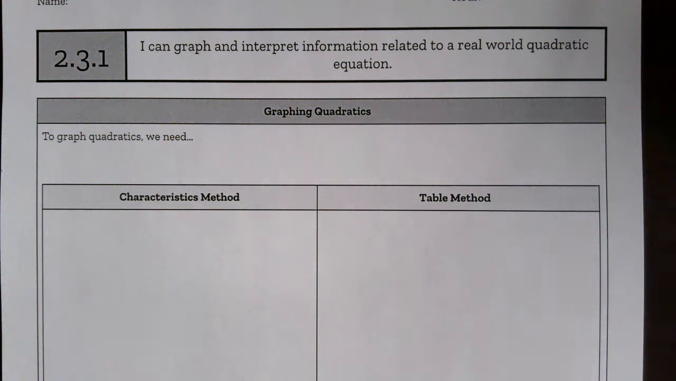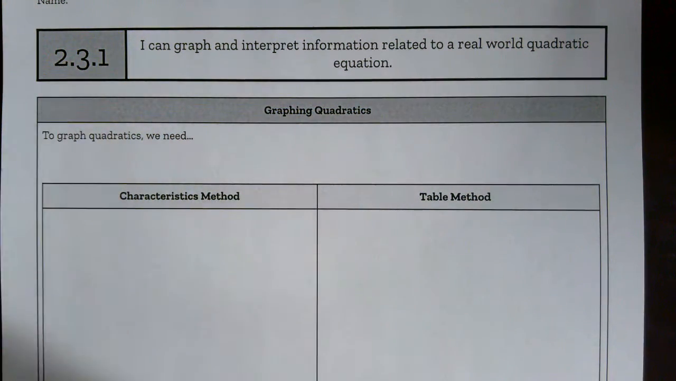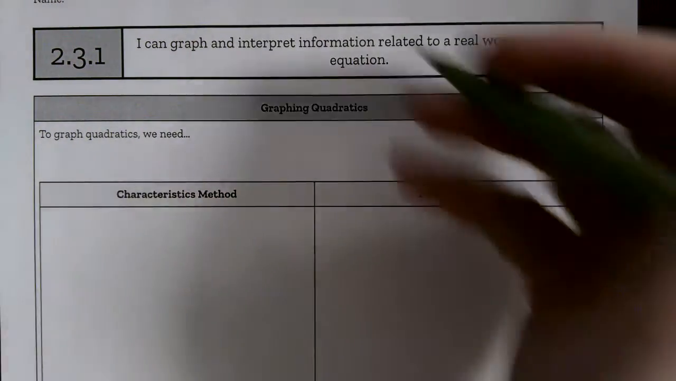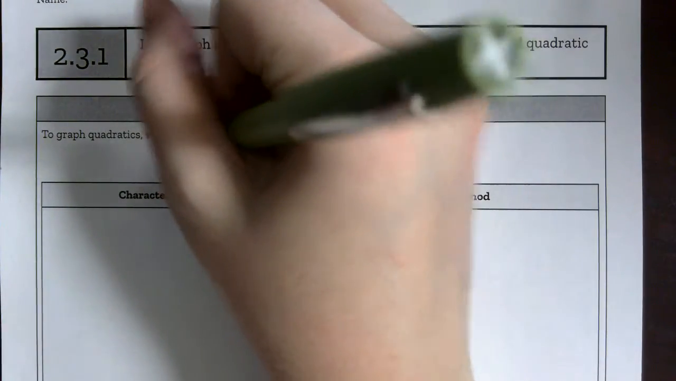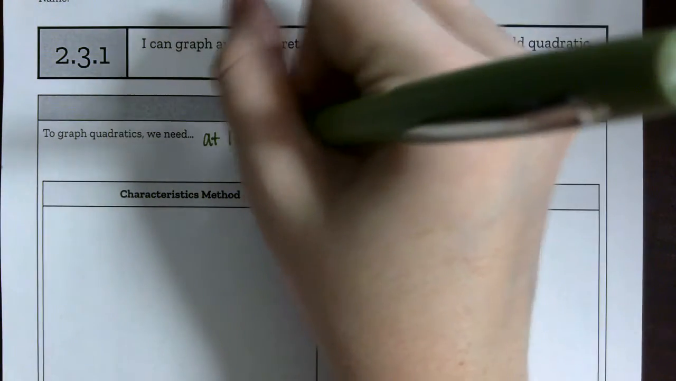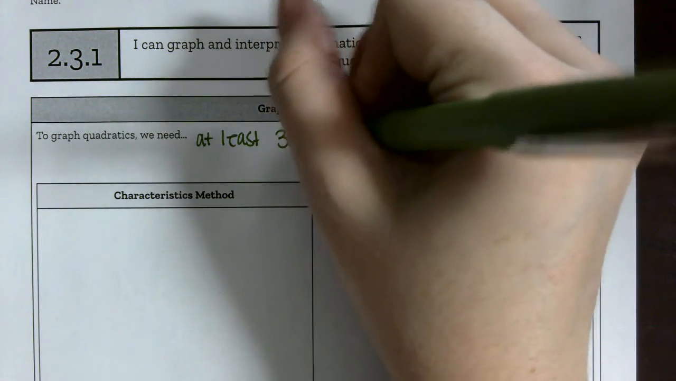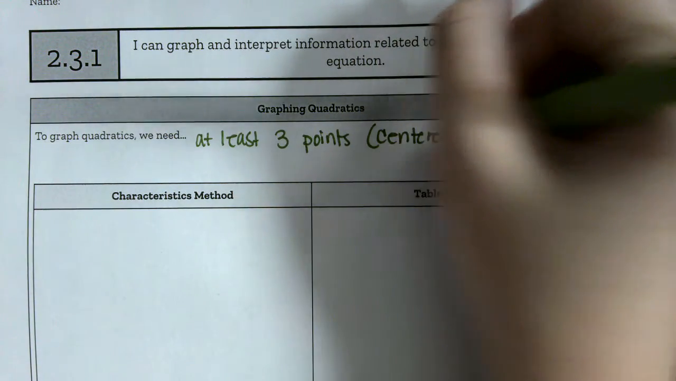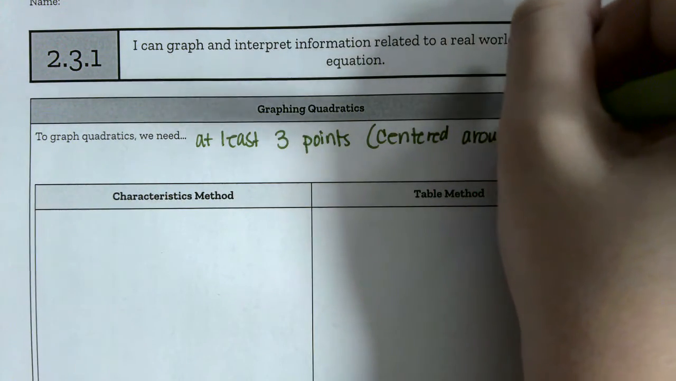Hello, in this video we're going to talk about the beginning steps of learning target 231, which is to graph quadratics. So we're going to talk about two ways to do that, and in order to graph quadratics we need at least 3 points, and these points specifically need to be centered around the vertex.